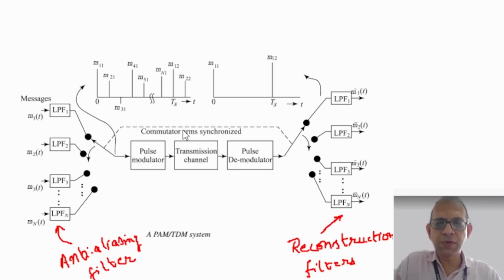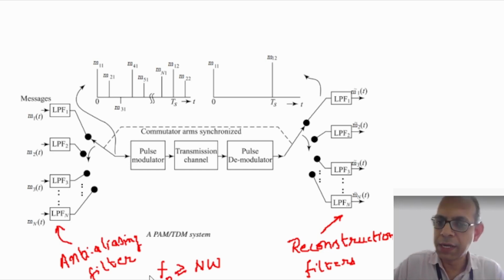For now, it is sufficient to know that this advantage of time division multiplexing doesn't come for free. There is a cost involved, and that cost is, number one, the transmission bandwidth, which increases because there are n signals now. If all the signals are band limited to say W hertz, then the transmission bandwidth for n such signals would be n times W. So at least nW is the transmission bandwidth. If I denote the transmission bandwidth by F_B, then it must be greater than or equal to n times W.